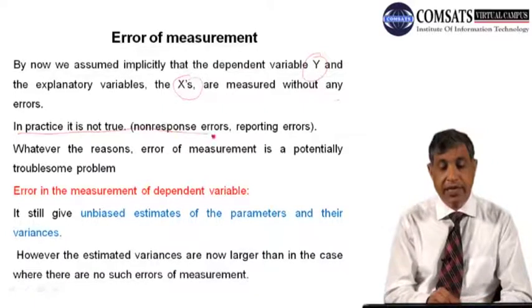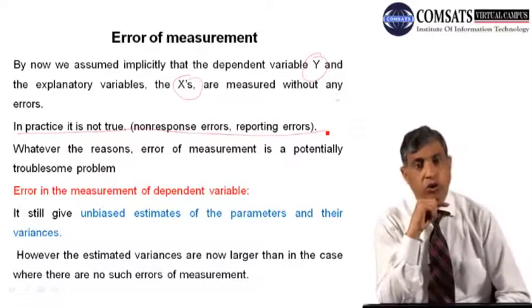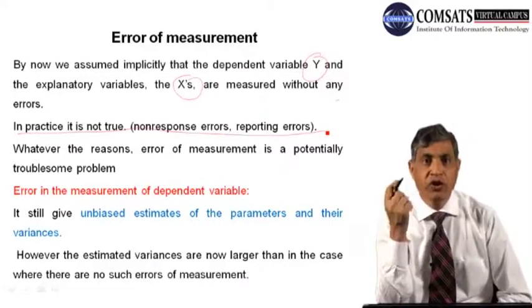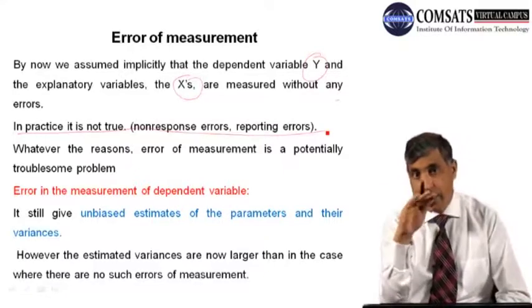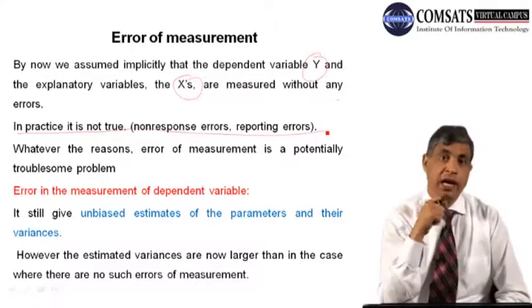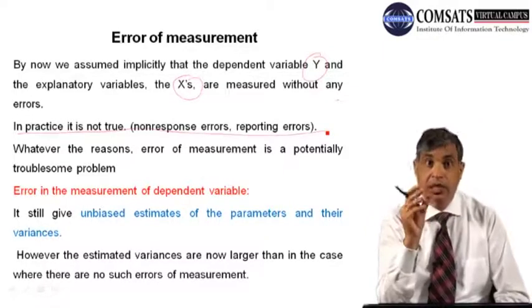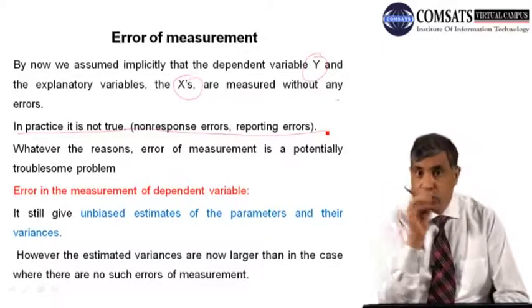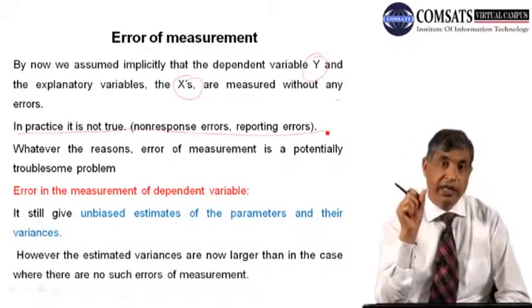You assumed a very critical assumption. Every assumption is not practically true, because if it were true, why would we need to assume? So here we are saying that we implicitly assumed that y and x are correctly measured. Now I am not talking about specification error or bias. I am talking about how you have measured.